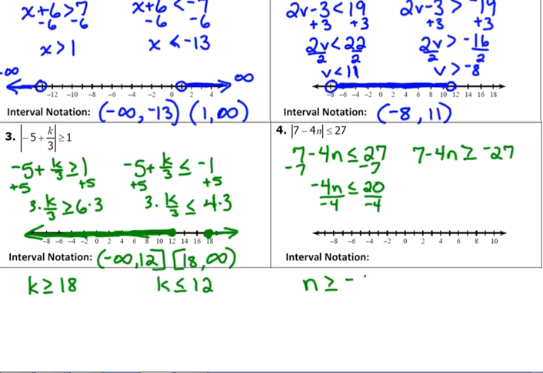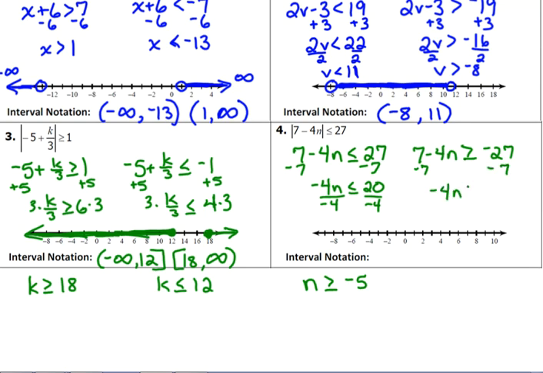Switch the inequality. That's what will throw most people off on these inequalities, is that they divide by a negative number or multiply by a negative number. They forget to flip that inequality. So we've got n is greater than or equal to negative 5.